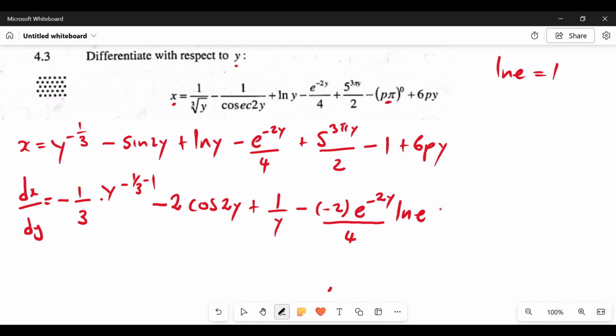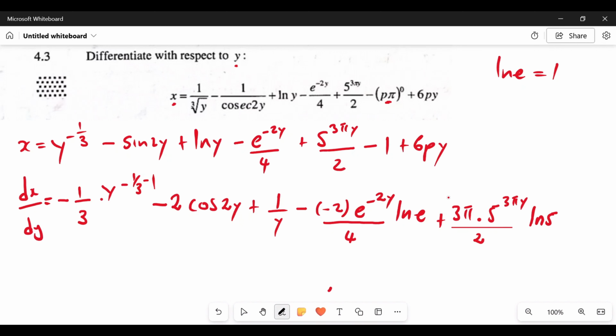All right, let's look at the fifth term. When we differentiate the fifth term, which is also an exponential equation or derivative, we're going to apply the very same thing that we did on the previous term. We want to multiply by the coefficient of y, which is in this case 3 pi. And then we multiply by the base, which is 5 to the power of 3 pi y. Divide by 2. Let us not forget that natural log, then 5, right, or the base.